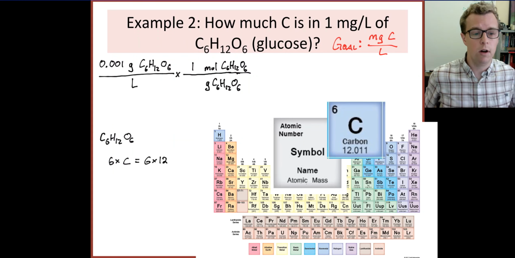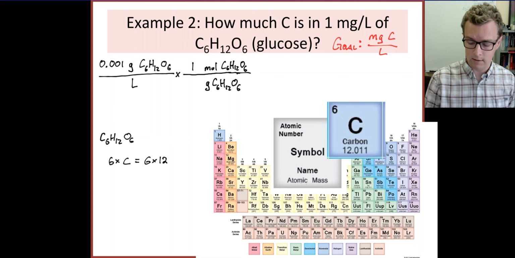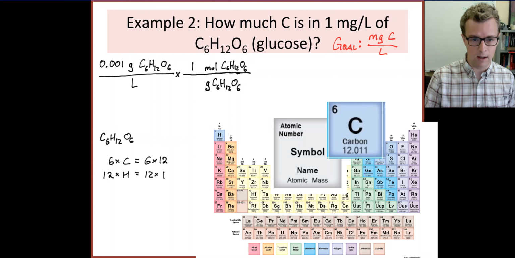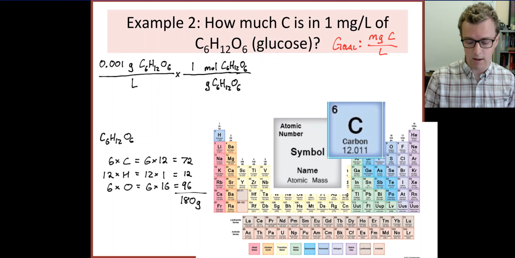So, for glucose, we've got 6 carbons weighing in at 12 grams per mole each. We've got 12 hydrogens weighing in at about 1 gram per mole each, and 6 oxygens weighing in at about 16 grams per mole each. So when we total that up, 1 mole of glucose weighs about 180 grams. So we can go ahead and use that as a conversion factor.